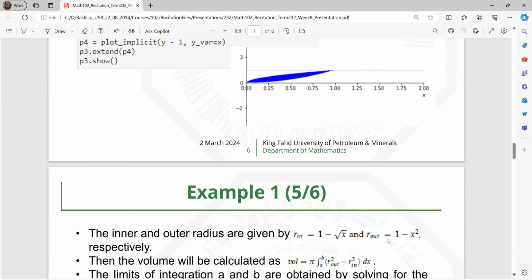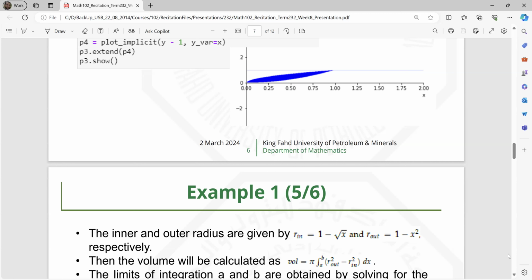One can notice that the inner radius of rotation, or the closest one, would be given by 1 minus root x, because this is the upper part of the region, the root x function, or the one that is closest to the axis y equals 1. Okay, and the outer radius of rotation would be 1 minus x squared, because the y equals x squared curve is the furthest from the axis y equals 1.